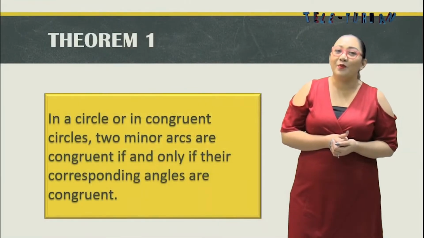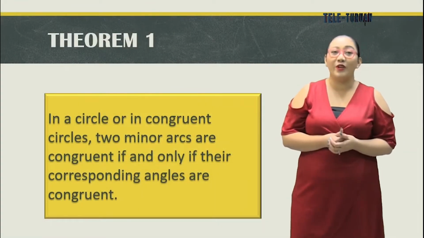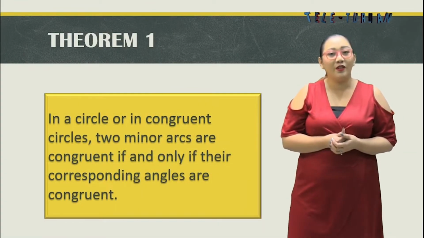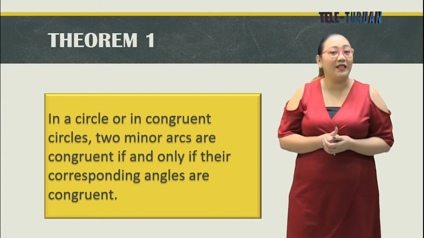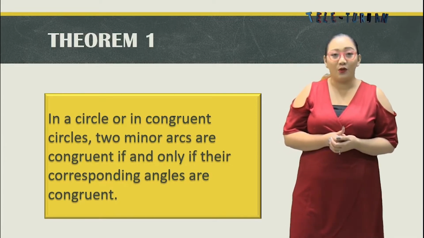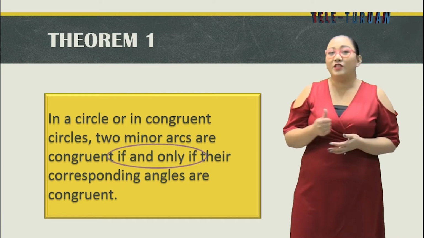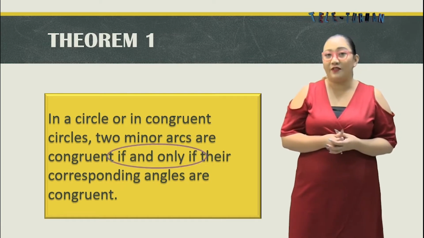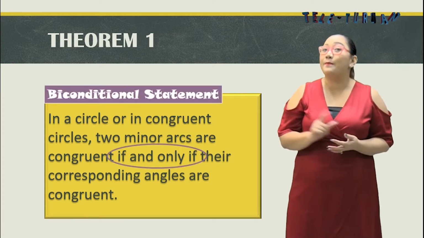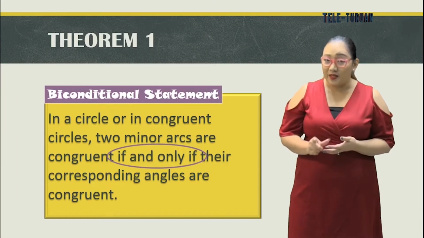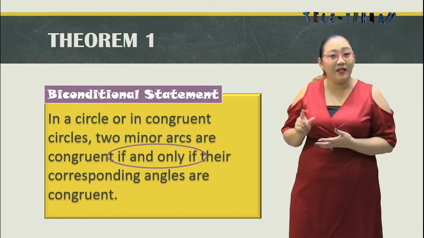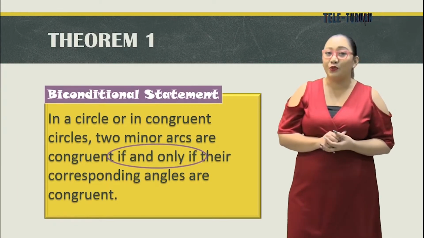Let's start with theorem number 1. In a circle or in congruent circles, 2 minor arcs are congruent if and only if their corresponding angles are congruent. Now notice the special phrase if and only if. This means our theorem is a biconditional statement. It means that the if-then statement and its converse are true.